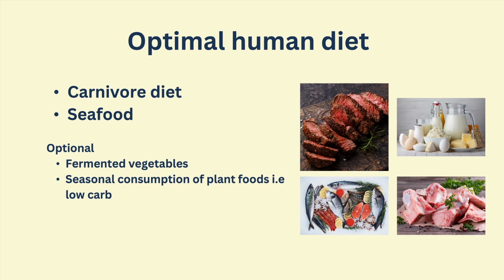So much of the dysfunction that we see from a processed food diet particularly is involved in gut permeability and the inability of your gut lining to make an effective barrier against the intestinal contents. So a carnivore or animal-based diet is really going to be effective there. Fermented vegetables and seasonal consumption of plant foods might be appropriate in some.